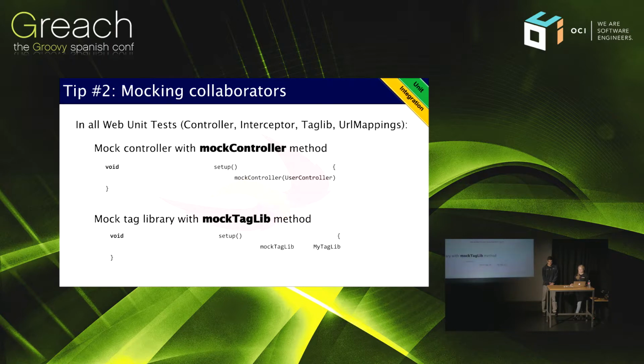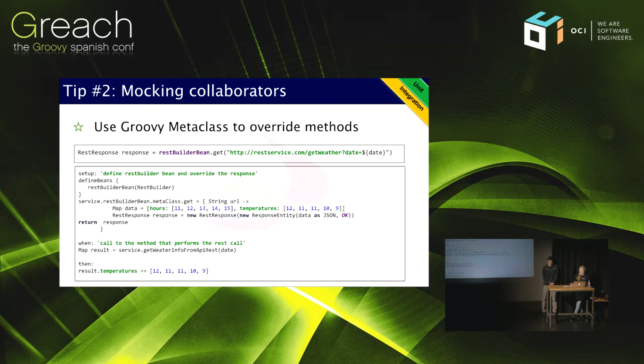And when writing web unit tests, sometimes you need to mock the other web Grails artifacts, as for example, a controller, or when testing a URL mapping, or when testing an interceptor. Or you sometimes need to mock a tag library in order to test another tag library which invokes tags from this mocked tag library.